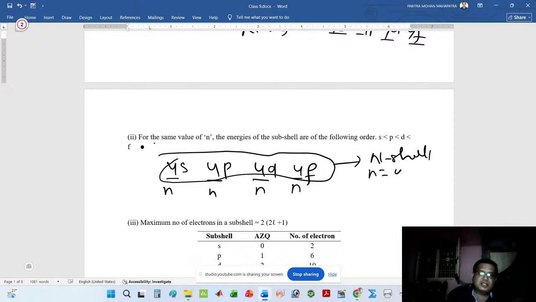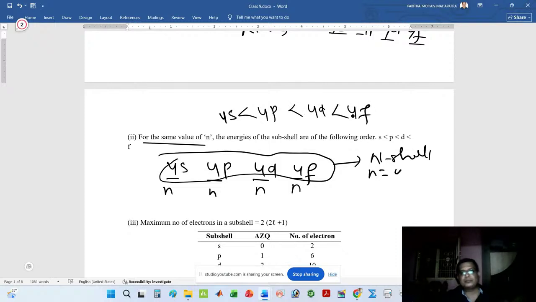So here a point is given: for the same value of n, the energy of the subcells are in the following order. That means for n equal to 4, the energy of 4s is smaller than the energy of 4p, smaller than the energy of 4d, smaller than the energy of 4f. But this point cannot explain the energy relationship between 4s and 3s. This point actually belongs to this example 4s, 4p, 4d, 4f.